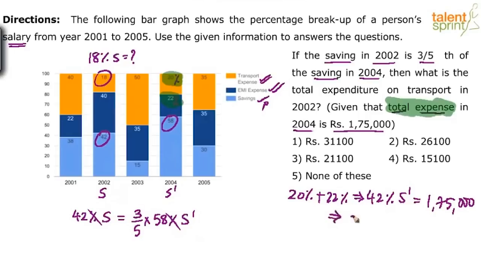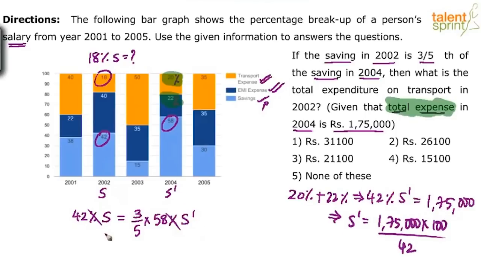Now from this we can say S dash is equal to 1,75,000 into 100 upon 42. Right? 42% of S dash is this. So S dash is equal to 1,75,000 into 100 upon 42. Or if you are strong in your calculations, if you would directly like to find out S dash from that, you can do that as well. Right? I mean, 42% is 1,75,000. So what is 100% basically? 100% will be S dash. So calculate S dash, substitute here.